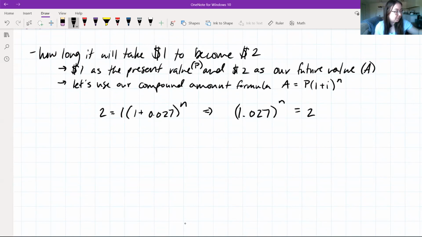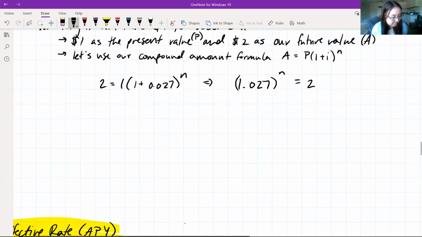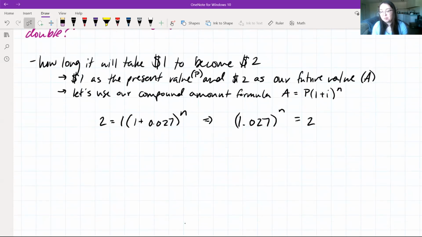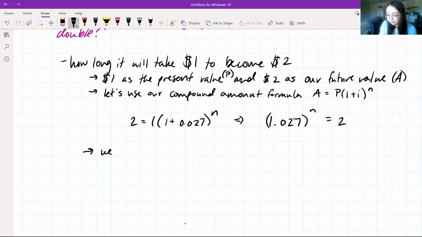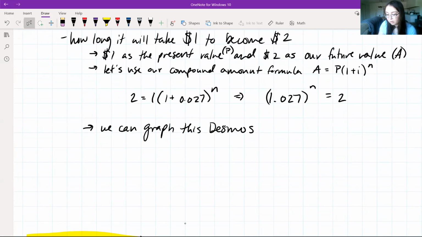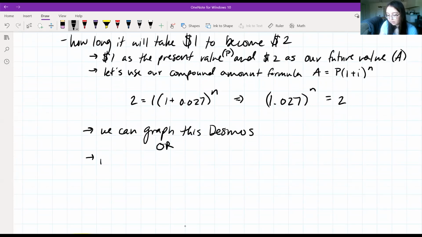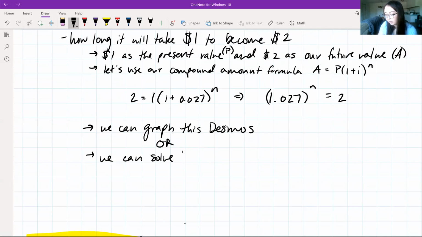Sorry. All right. So now that we have 1.027 to the n power equal to 2, we can graph this in Desmos, or we can solve this algebraically.